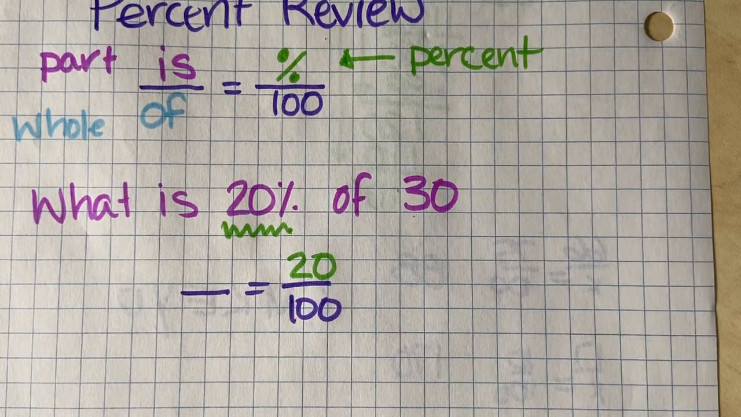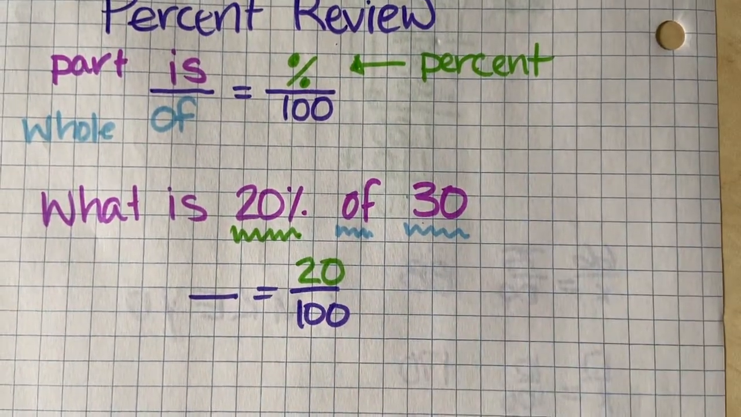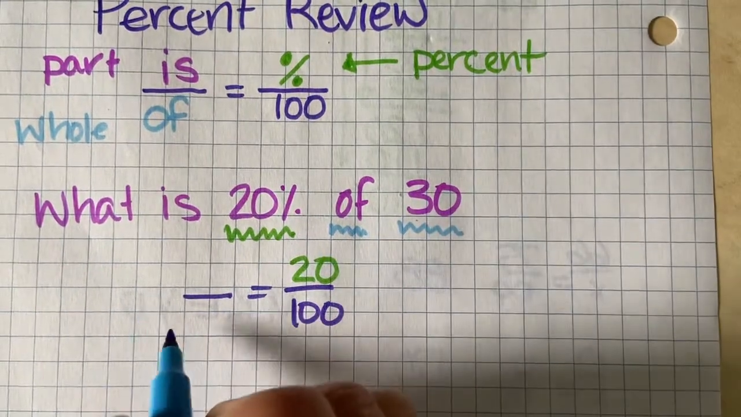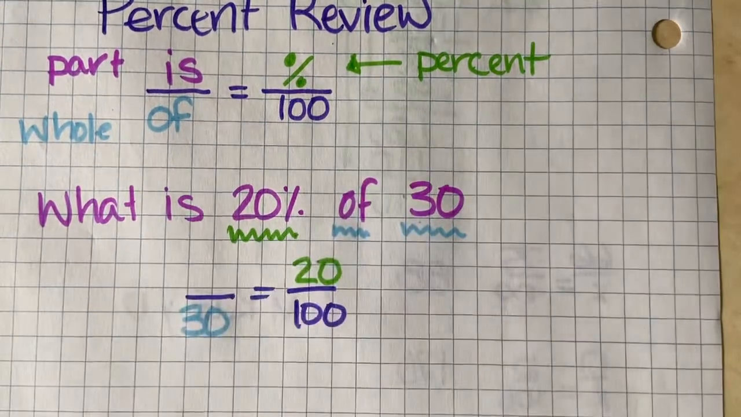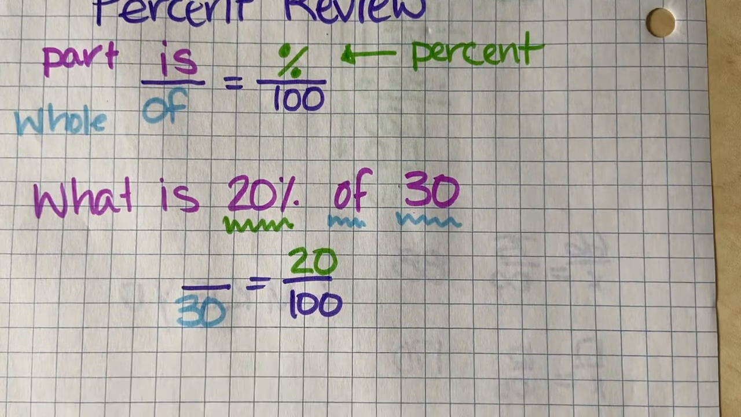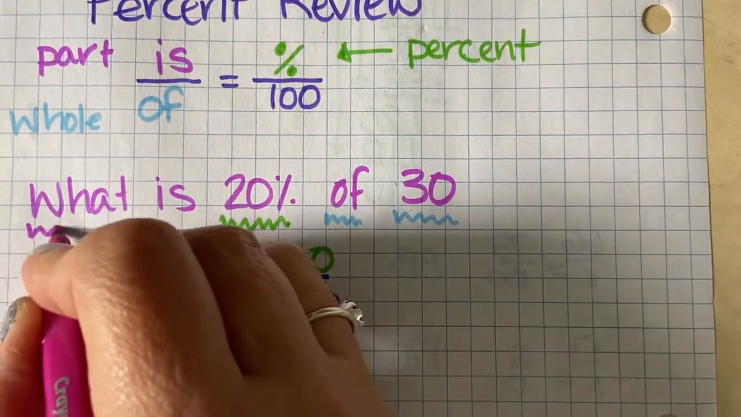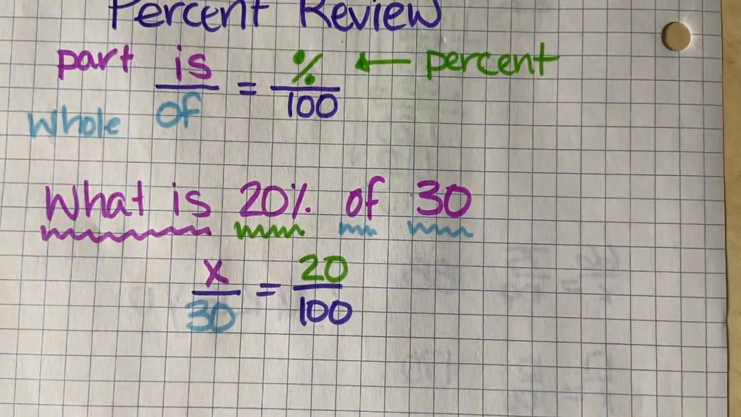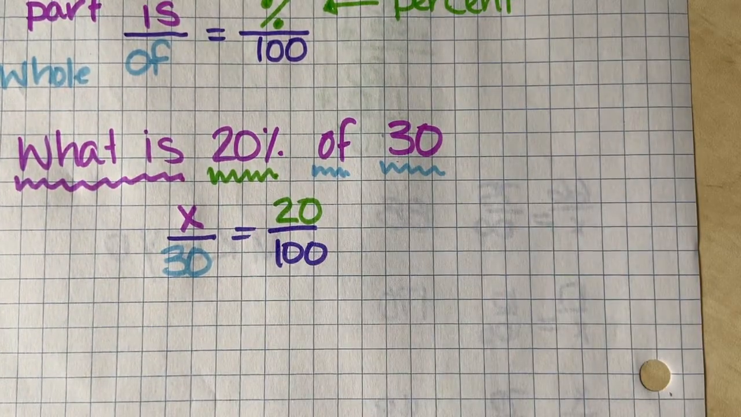Okay. The other key thing is I'm looking for the keywords is and of. Here's where of is. 30 comes right after of, so that means that 30 would go in the denominator. Okay, that's the whole thing, and I want to know what part of it is. What is the part that's 20% of the whole 30? So my variable on this problem is the is, and you can see that's what the question says: what is?